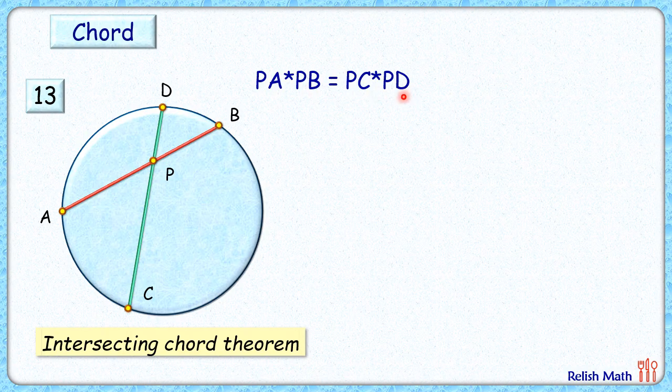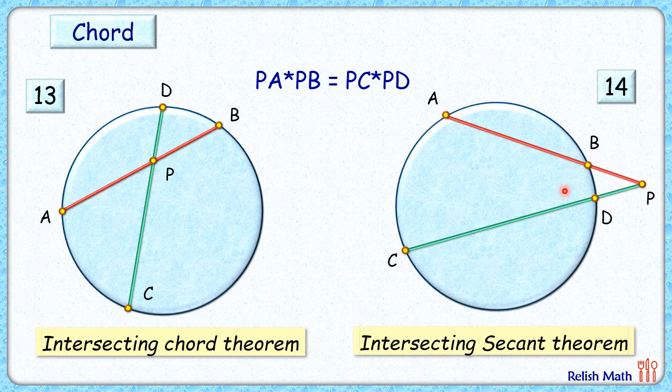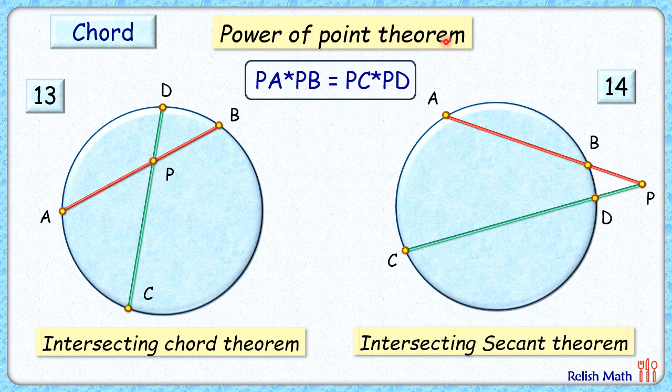And instead of chords, if we have secants, that is AB and CD, they are not intersecting inside the circle, but they are intersecting outside the circle. Outside the circle, we call them secants. And this particular rule is still applicable even if they are intersecting outside the circle. In that case, we call it the intersecting secant theorem. Both theorems together are called the power of a point theorem. That is, PA times PB is equal to PC times PD. Let's check the next theorem.